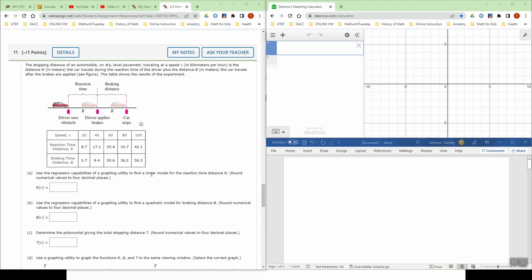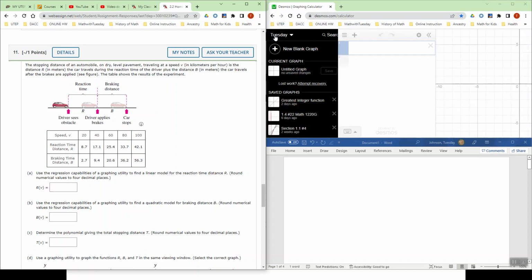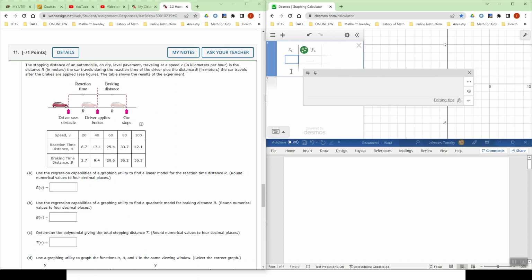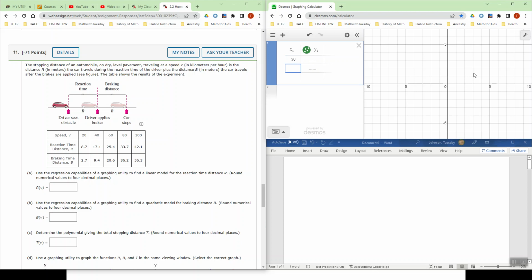Okay. So we want to find a linear model. What I did is I went to desmos.com/calculator. I love it. I'm going to go up here, and I'm logged in. I'm going to do plus, and I'm going to do table. Okay, so R of V. Our speed V, that's our input: 20, 40, 60, 80, and 100.